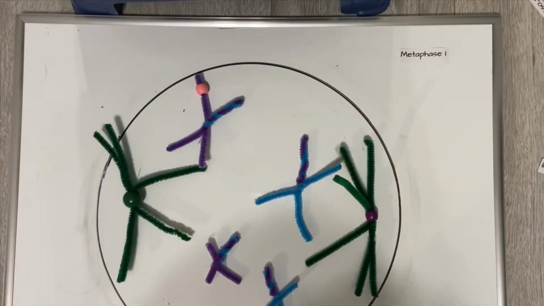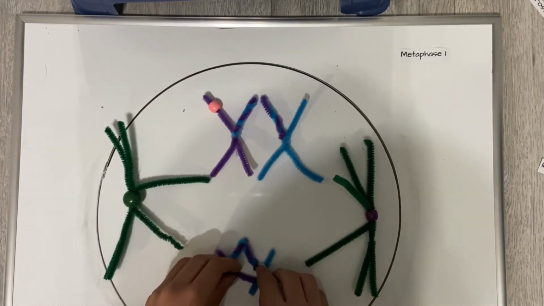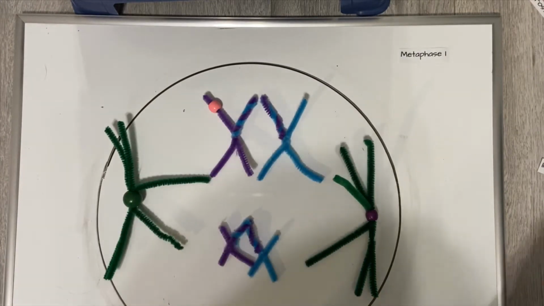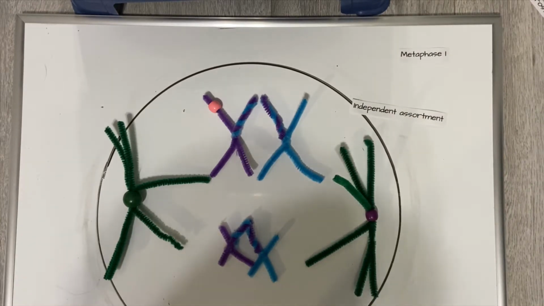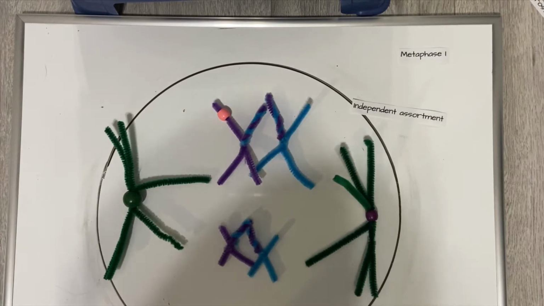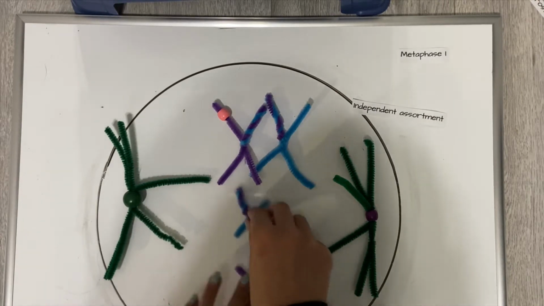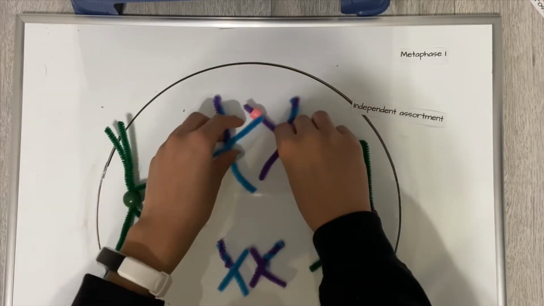During metaphase 1, paired homologous chromosomes line up in the middle of the cell. During metaphase 1, independent assortment occurs. Independent assortment is when the homologous chromosomes line up in the center of the cell, but the order in which they are placed is random. They could have easily been organized like this or like this.